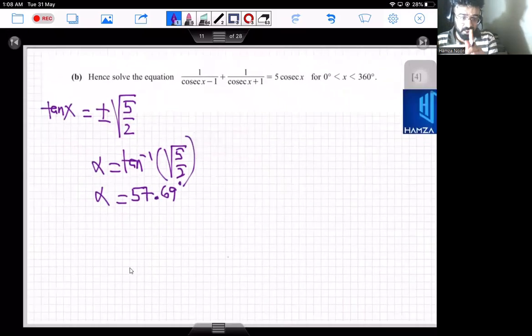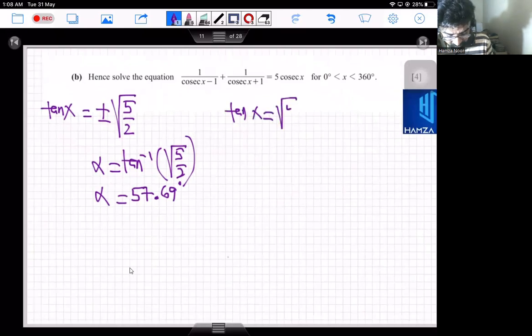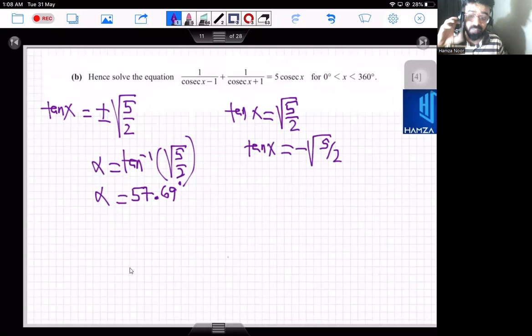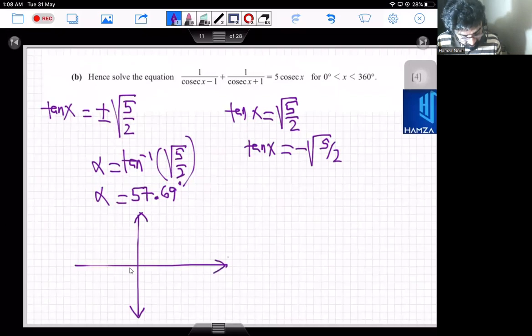But first I'm considering the positive value of tan x, because there are two possible values of tan x. One is under root of 2.5 and the other one is minus under root of 2.5. As we know, tan x is positive in the first quadrant and the third quadrant. So we are going to make the slant lines in the first quadrant and the third quadrant respectively, and the basic angle alpha always lies between the slant line and the horizontal axis.